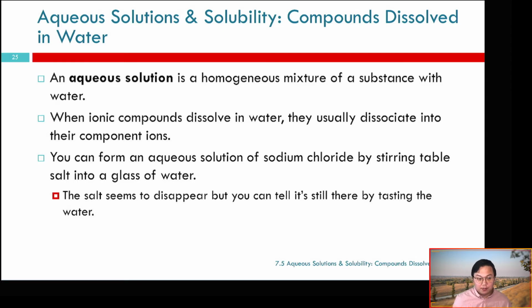So we've mentioned aqueous solutions as being something solubilized or dissolved in water. But an aqueous solution is a homogeneous mixture. So it's completely mixed. But when we have ionic compounds dissolved in water, they usually dissociate into their component ions. So you can form an aqueous solution from sodium chloride by stirring table salt in a glass of water. And the salt seems to disappear, but you can tell it's still there by tasting the water.